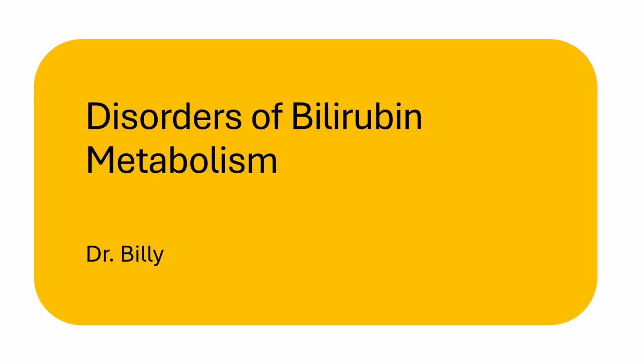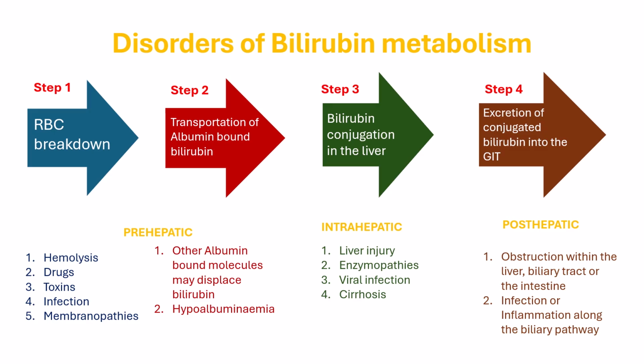In this lecture, I'm going to be talking about disorders of bilirubin metabolism. In order to simplify this discussion, I have divided the process of bilirubin metabolism into 4 different steps. Step 1 is the breakdown of red blood cells to generate bilirubin. Step 2 is the transportation of bilirubin into the liver. Step 3 is the conjugation of bilirubin within the liver, while step 4 is the excretion of conjugated bilirubin into the gastrointestinal tract.